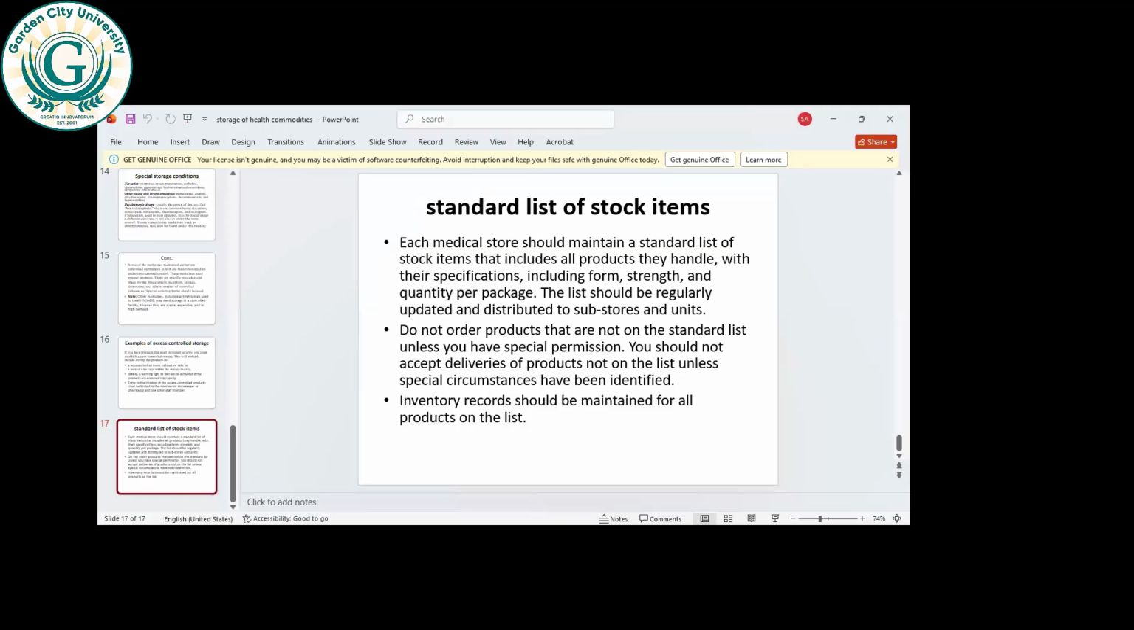So the standard list of stock items is very, very important. That is the list you use to order. Anytime you want to make an order, you go through the list, make sure the products you want to order are in it. Other than that, you will not be supplied. You won't get it.